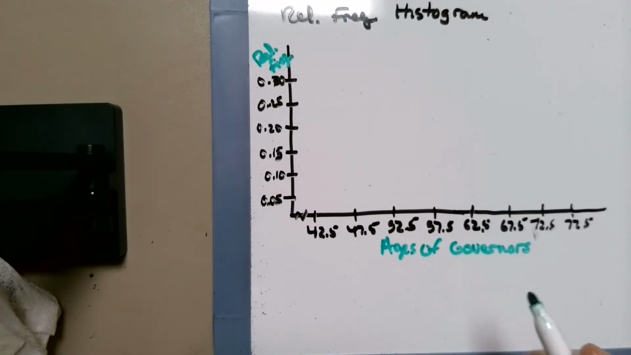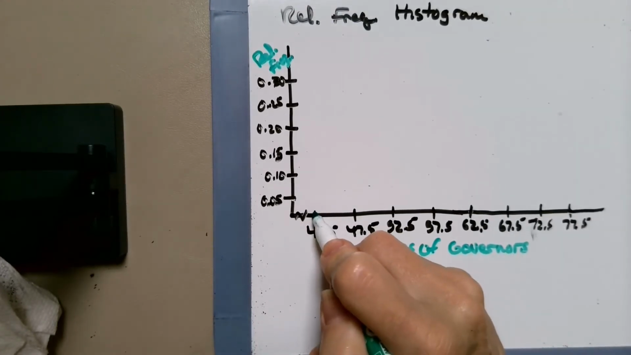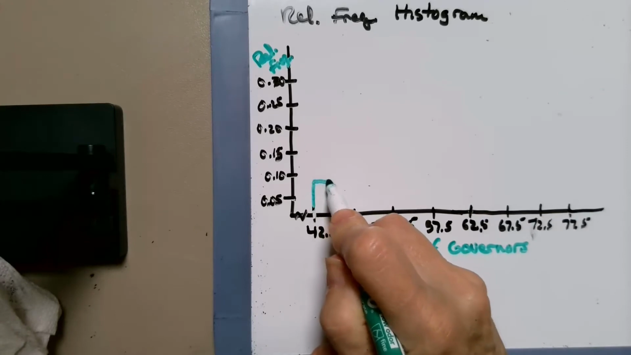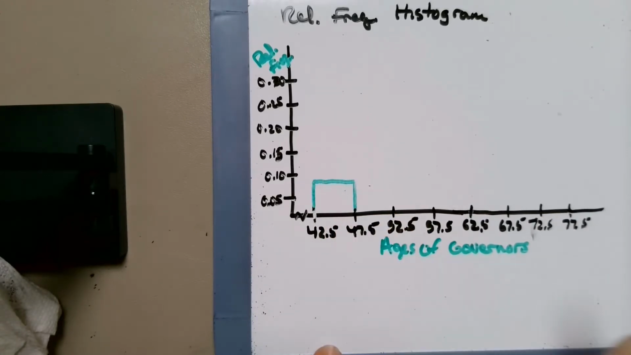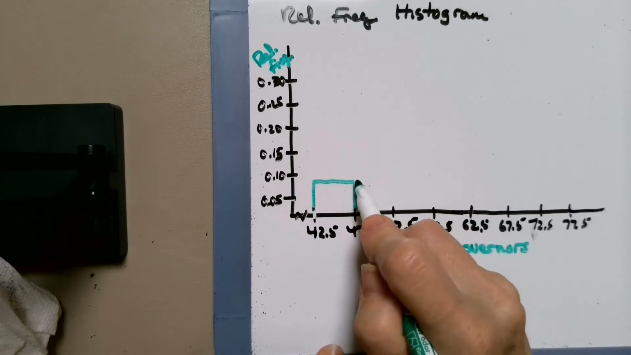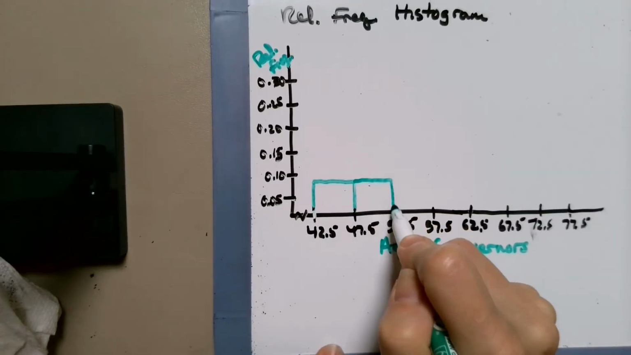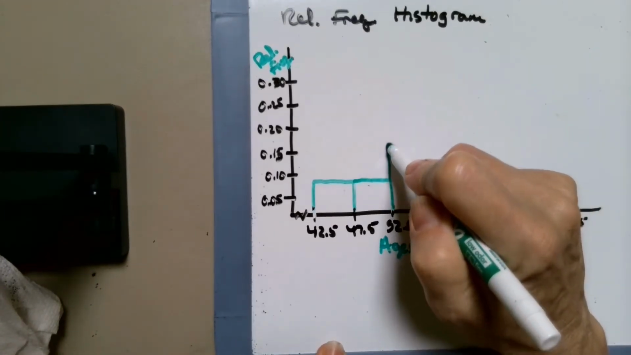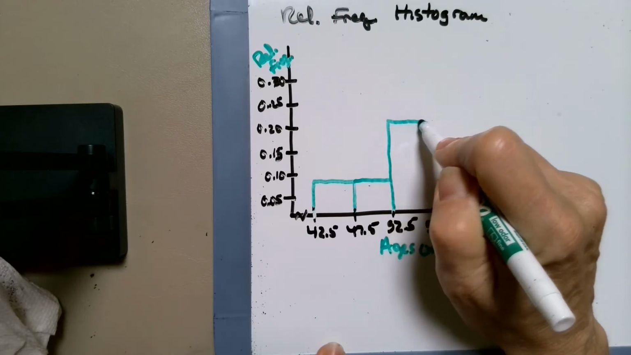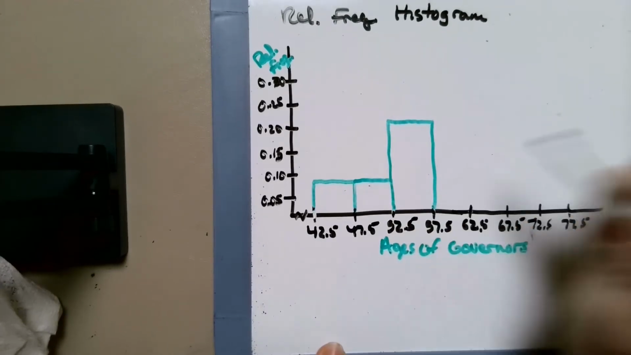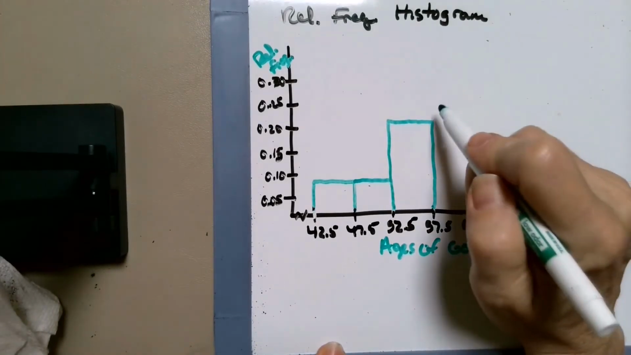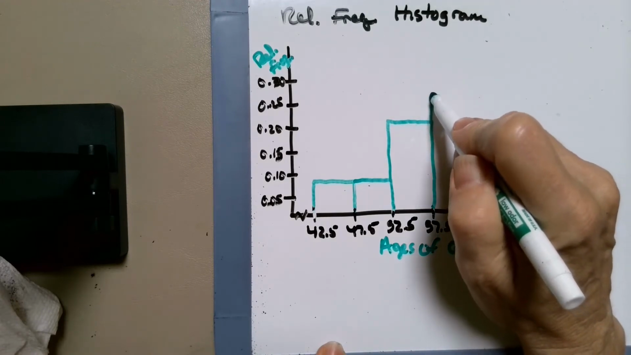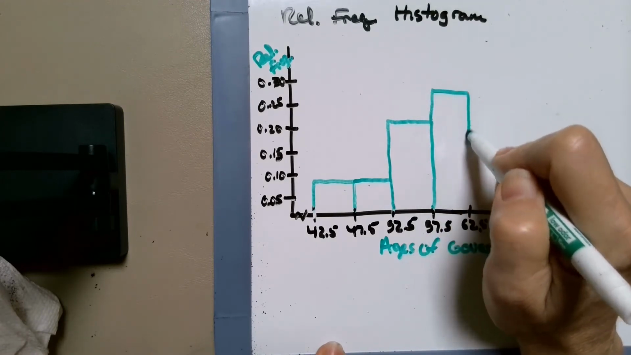So we're going to draw bars that touch. From 42.5 to 47.5, we had a relative frequency of 0.08 or 8%. Bars are touching. From 47.5 to 52.5, same relative frequency, 0.08. From 52.5 to 57.5, relative frequency of 0.22 or 22%. From 57.5 to 62.5, our relative frequency was 0.28 or 28%.